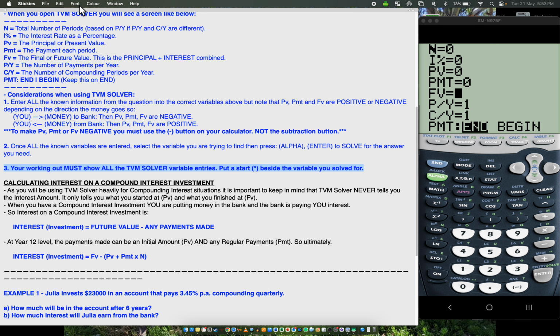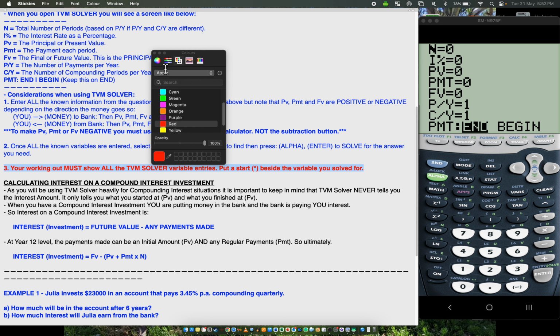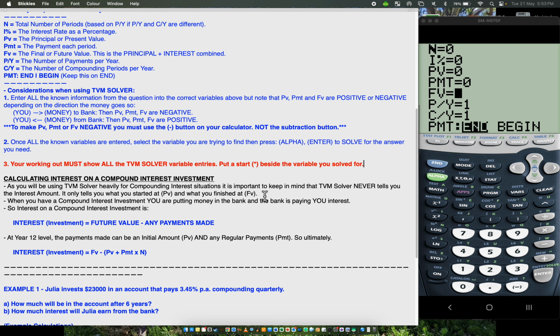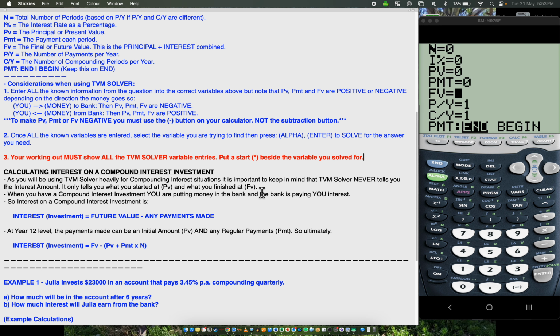And really, this should be in bold and bright red. Because the calculator is doing the maths, you must show working. You must show what you put into TVM Solver. That is the working out in this topic. If you get the wrong answer and you don't show any of the TVM Solver entries, I can't give you credit for that. You just automatically get 0. So always show every entry and put a star next to the thing that you solved for. That is how you're going to do maths for the finance topic.